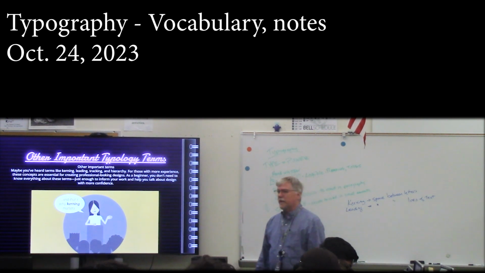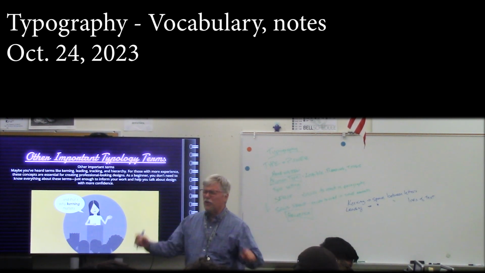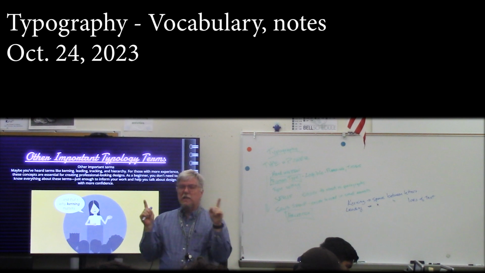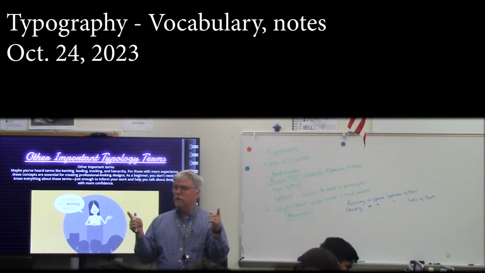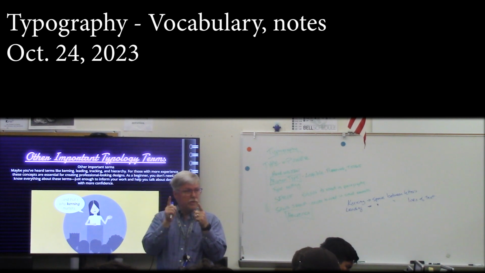Oh, I think about kerning. And how do I remember kerning? How do I remember kerning is the space between each letter. And I think of the kernels on a cob of corn. I think about kernels, you know, corn on the cob, right? And that will help me think about letters.